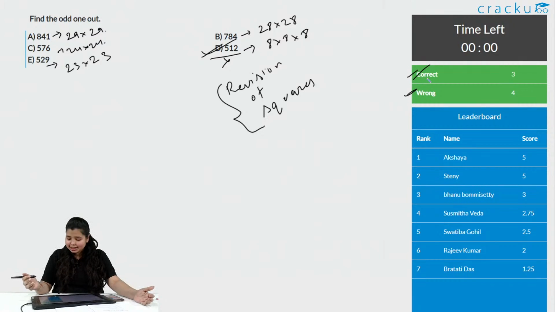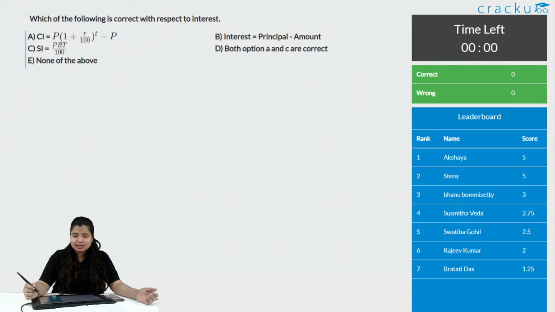Come on, Pratati, Rajiv, Swatiba, Sushmita, I want correct answers. Come on, Bhanu, I can see 2 scores that are the same, 5. 20 seconds remaining now. Mark it very carefully.